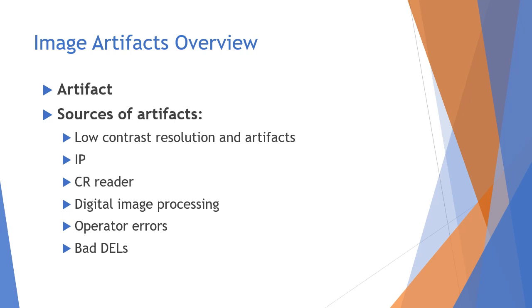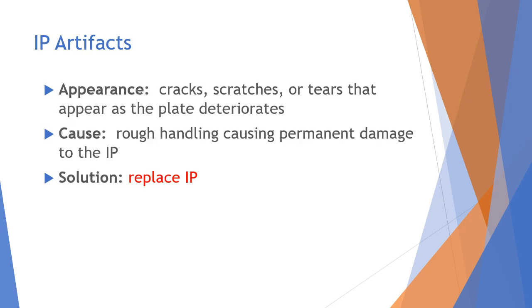Artifacts. Artifacts are something unwanted. Sources of artifacts, there's many of them: the low contrast and artifacts, imaging plate, the CR reader, digital image processing, operator errors, and finally bad DELs, which we'll take a look at. So imaging plate artifacts, the appearances are cracks or scratches or tears.